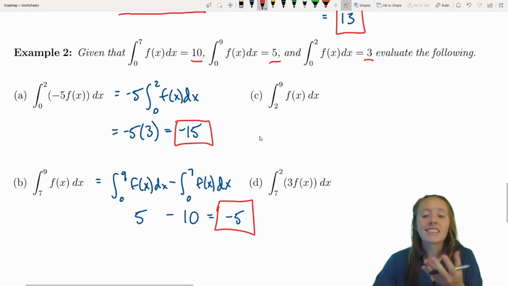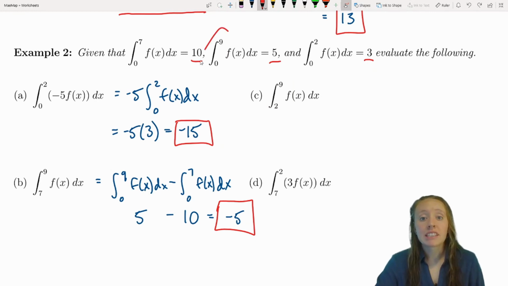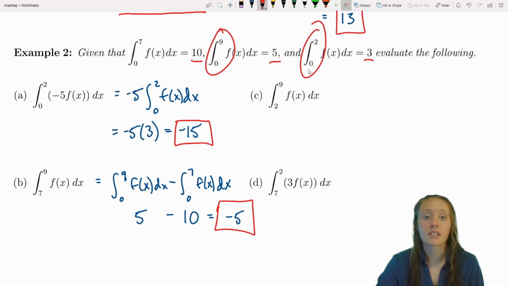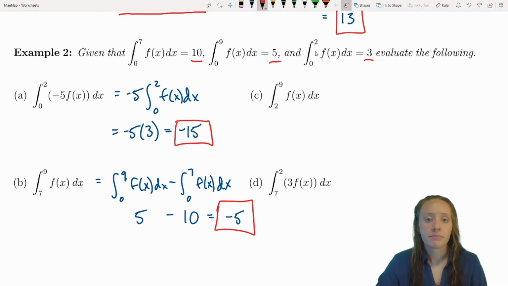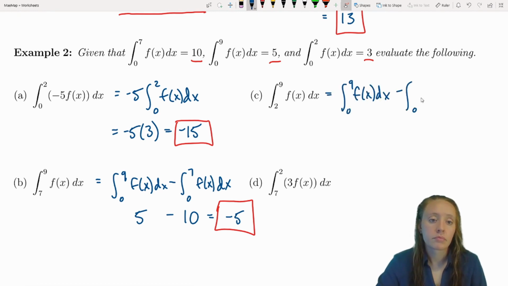Next in part C, same concept as part B, but now I'm going from 2 to 9. I'm given 0 to 9, and I'm given 0 to 2, so if I subtract that smaller interval, I'm going to get my interval from 2 to 9, because 0 to 2 plus 2 to 9 equals 0 to 9. Zero to 9 is 5, and 0 to 2 is 3. 5 minus 3 is going to be a +2.